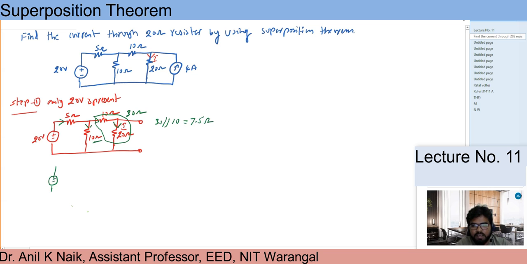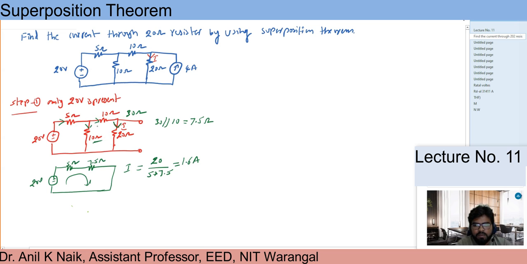Now my circuit comes like this. This is the 20 volts, and my 5 ohm and my 7.5 ohm are there. Now I can find what current is flowing here. That current is 20 by 5 plus 7.5, which comes to around 1.6 amperes. So this is the current flowing from this part.